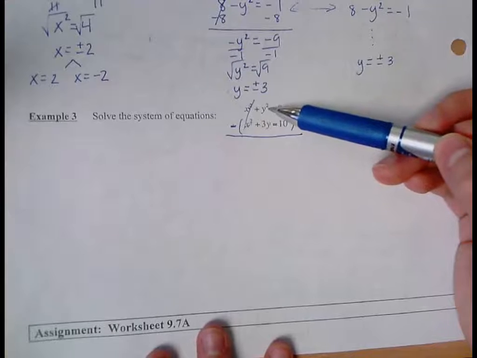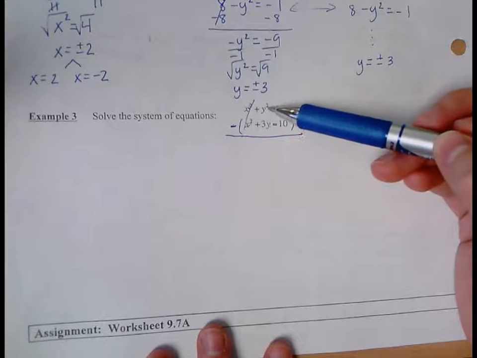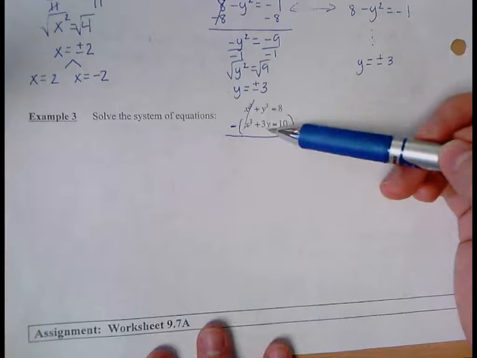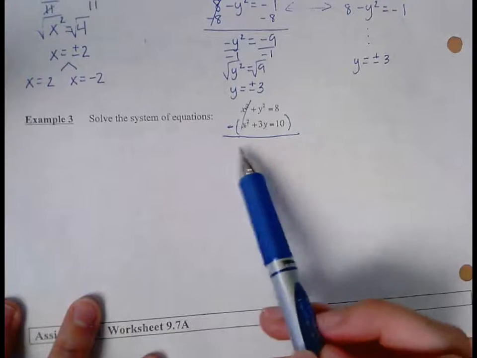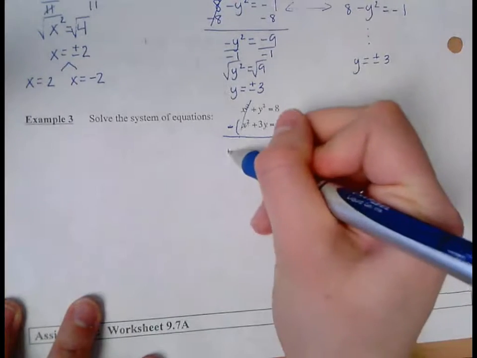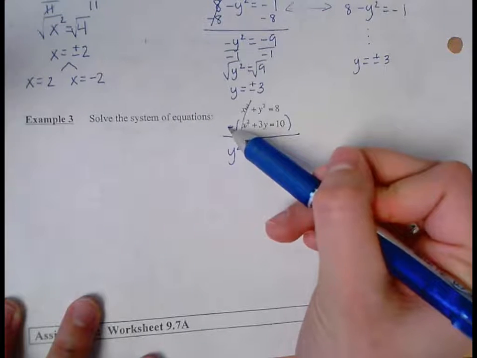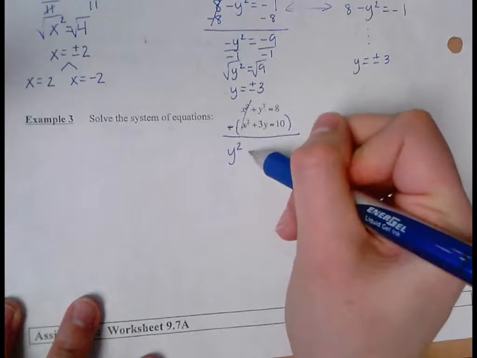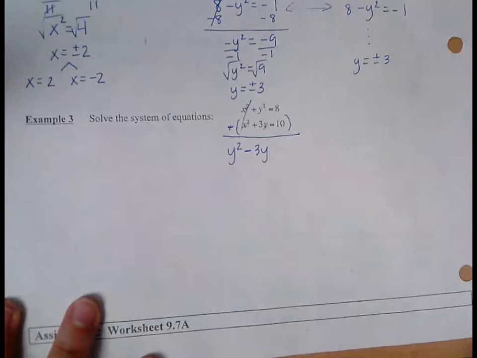Now, notice I have a y squared and then I have a 3y. These are not like terms. So when I write out my left side here, I still have the y squared from that top equation, and then I do have the minus because it's being subtracted, so y squared minus the 3y. I can't combine them, they're not like terms.